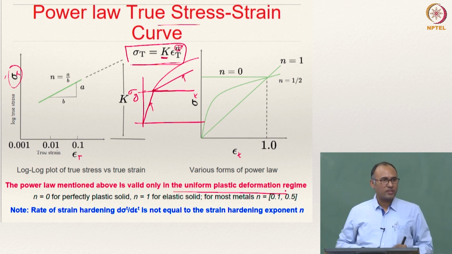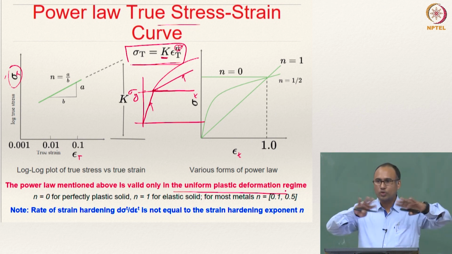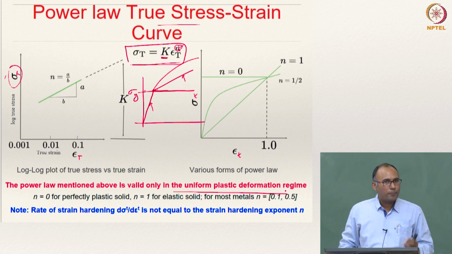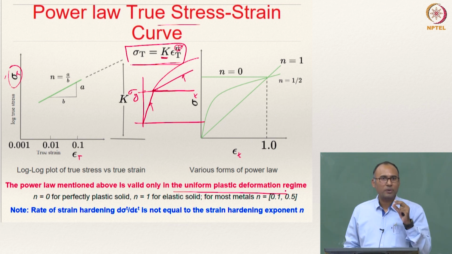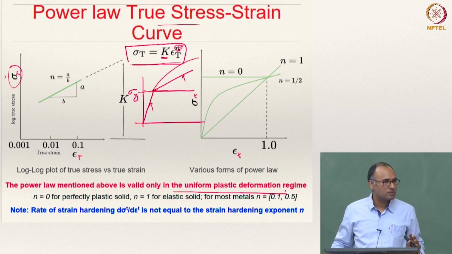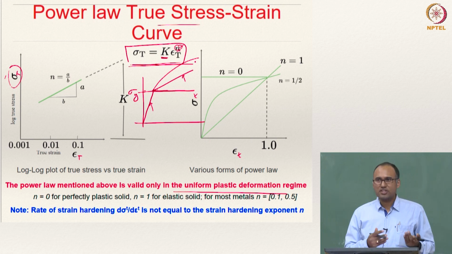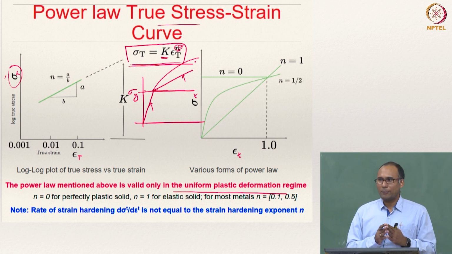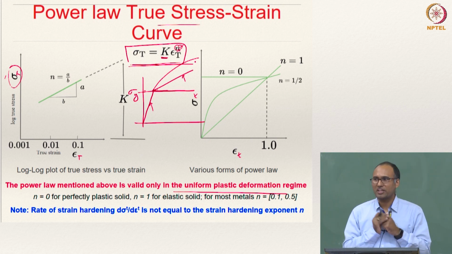So, until the onset of necking, there was no localization. The plastic deformation was uniform everywhere within the specimen. But the moment necking starts, the localization kicks in. That means you cannot call that situation uniform plastic deformation. All your plastic deformation is happening at one place. Everything else is sitting, doing nothing, right? So, this power law formulation is only applicable as long as your material undergoes uniform plastic deformation.